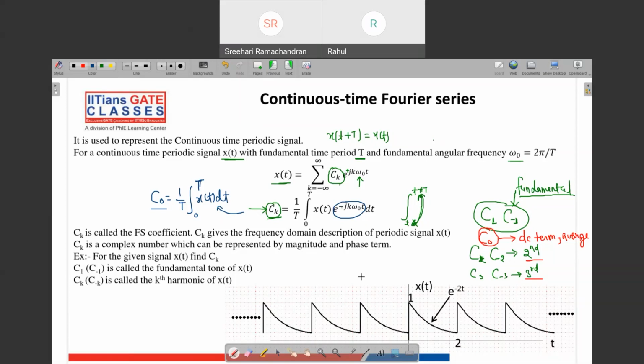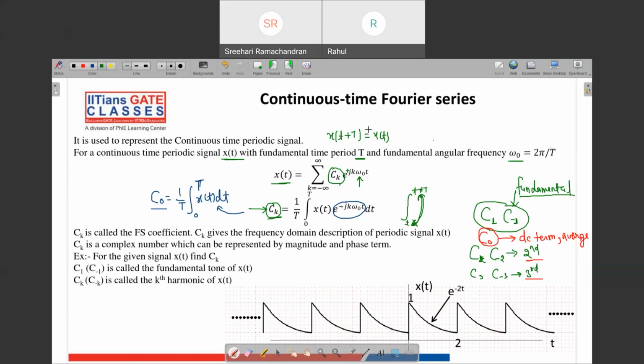Let's say my signal is varying from somewhere around 20 hertz to 20 kilohertz. For example, our voice signal varies from 20 hertz to 20 kilohertz. That represents the frequency of the signal, which means how rapidly the signal is changing with respect to time. If the signal is changing very rapidly, it has high frequency content, and if the signal is changing slowly, it has low frequency content. Now let's come to this Fourier series.